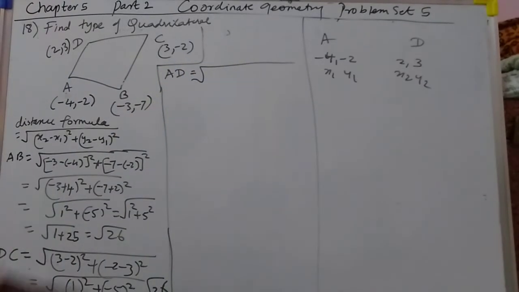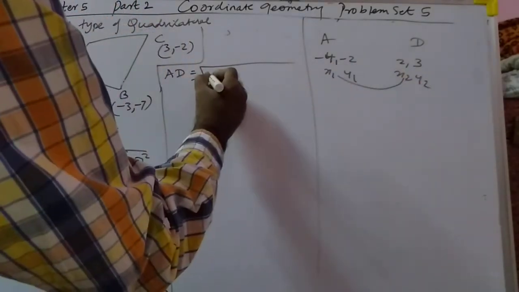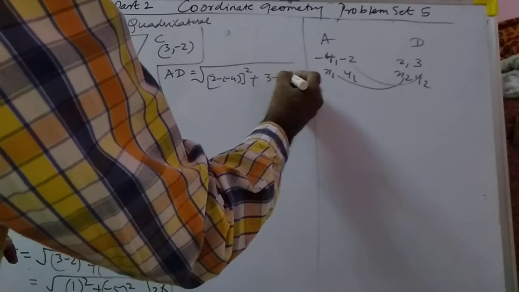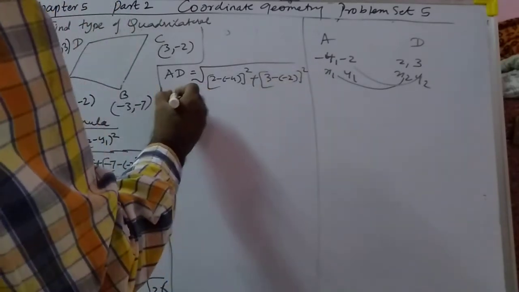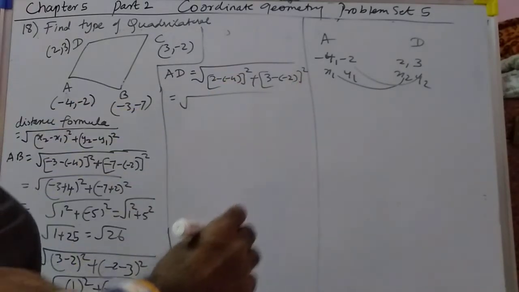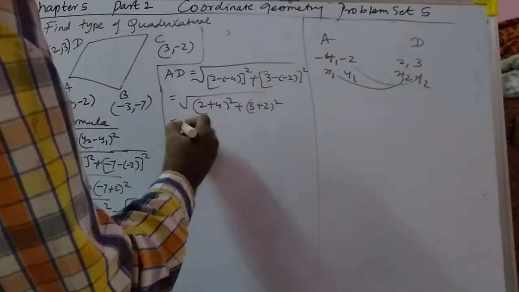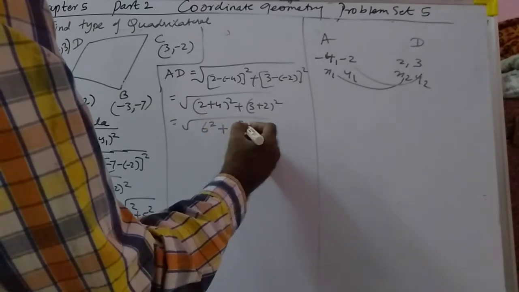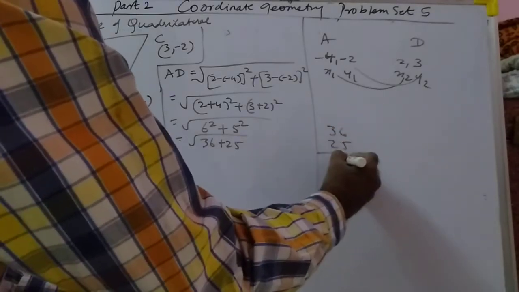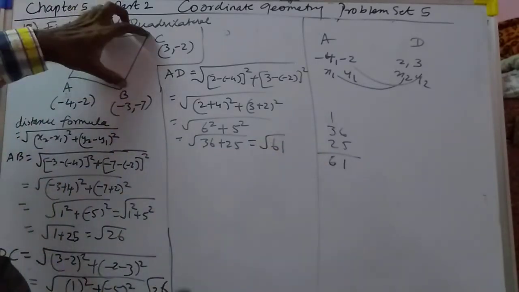Now let us calculate for AD. So for AD ये पॉइंट है, फार्मूला ये है तो सब्ट्रैक्ट करेंगे, सो 2 minus of -4 the whole square, 3 minus of -2 the whole square, so that will become 2 plus 4 the whole square, 3 plus 2 the whole square, 6 square plus 5 square, 36 plus 25, add it, okay. So root 61. Now let us calculate for BC, okay.